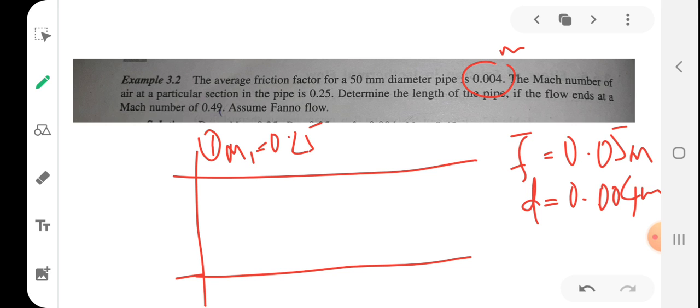Determine the length of the pipe if the flow ends at a Mach number of 0.49. So the flow ends here at a particular Mach number, M2 equal to 0.49. This many parameters are given: M1 is given, M2 is given, the average friction factor is given, and the dia of the pipe is given.